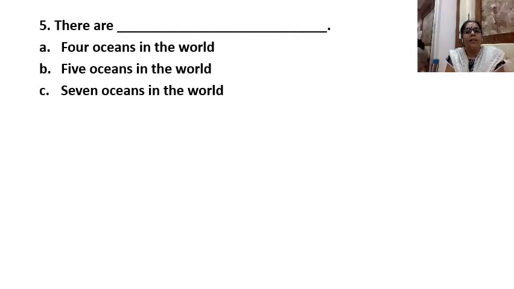There are dash oceans in the world: 4 oceans, 5 oceans, 7 oceans. So how many oceans are there in the world, children? There are 5 oceans in the world. So you have to click on 5 oceans in the world. So this is the correct option. You have to click. Please remember, you have to click on the correct option.